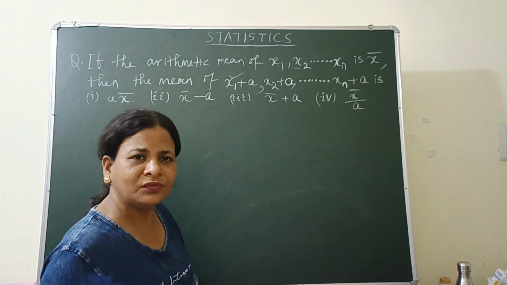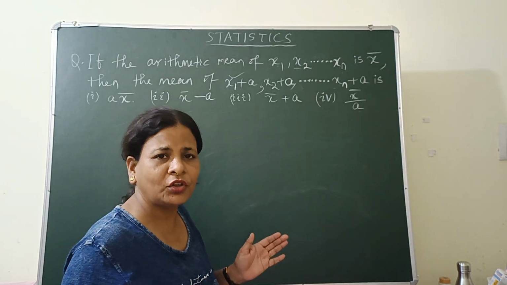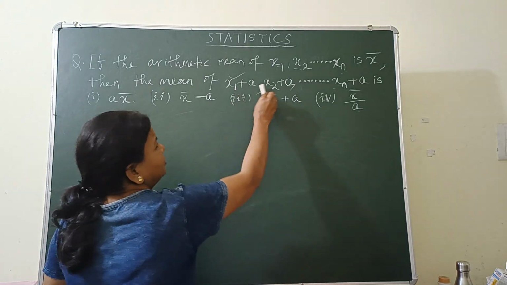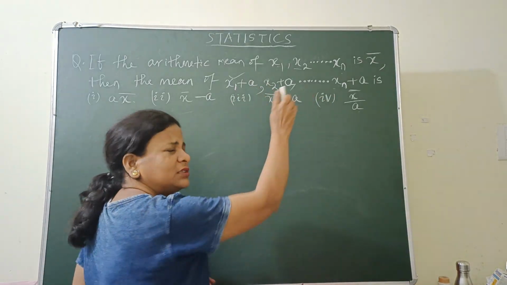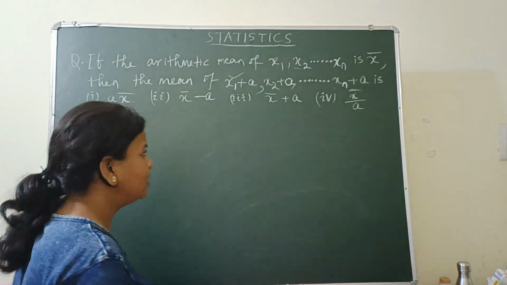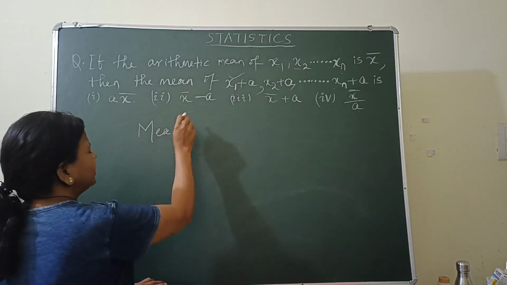So what is the way to find out the mean of a data? Arithmetic mean of a data? Sum of all the observations divided by number of observations. So here how many observations are there? Number of observations is n. So we have to add all the observations to get its mean. So what is the mean of this data? Mean of the given data.